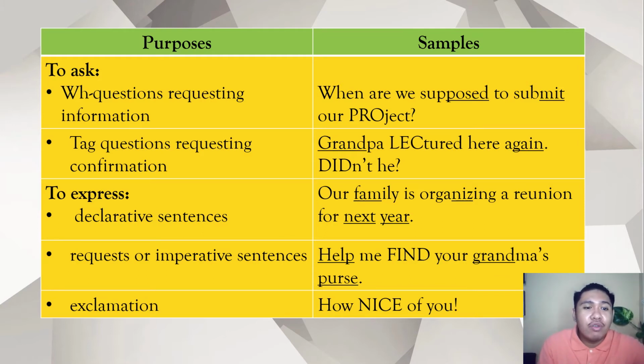Next, you use it when asking tag questions requesting confirmation. Grandpa lectured here again, didn't he? You see, it falls towards the end. Another, you use it to express declarative sentences. Our family is organizing a reunion for next year. You see, it is in a neutral tone. Next, you also use it when expressing a request or imperative sentence. Okay, here.